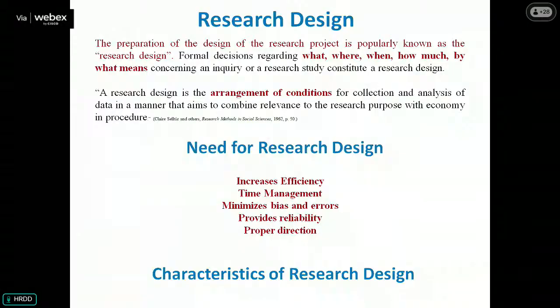So this is what we decided. What is a design? The preparation of design is research design. We answer certain questions, and basically it's a blueprint, a plan of your research. It comes from the name. Why is it needed? Because it is required. It increases the efficiency of your research. You better manage your time for your hypothesis testing. It minimizes bias and errors. It provides reliability and proper direction to your research. So these are the advantages, or the need, for research design.